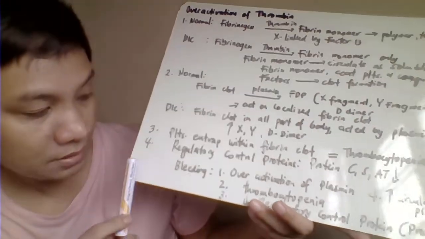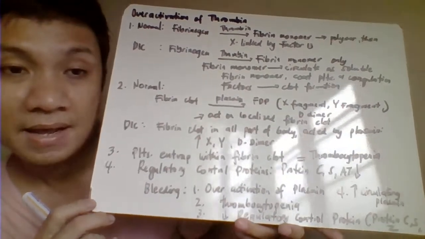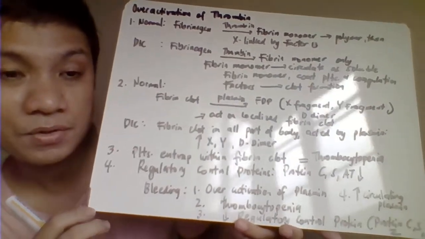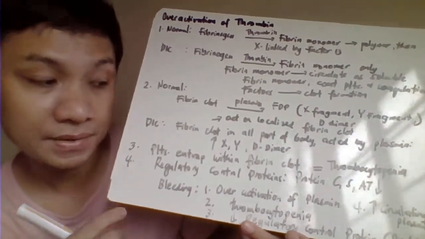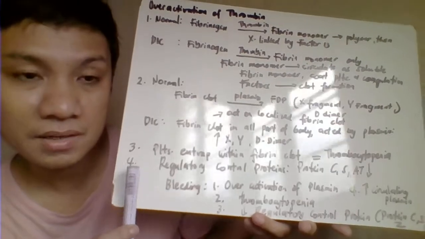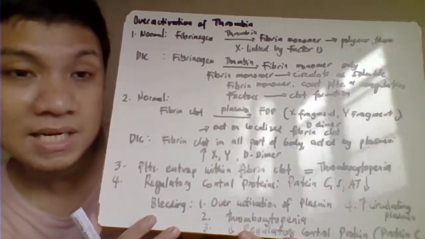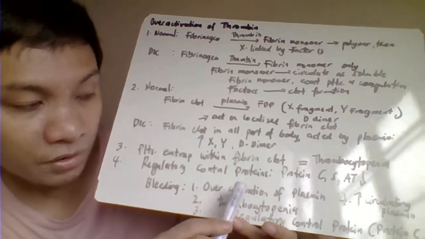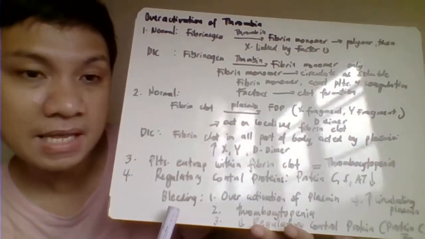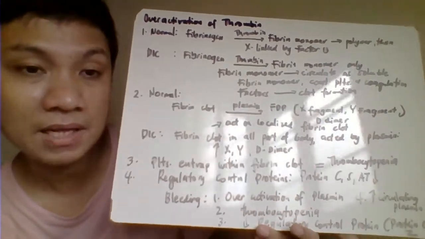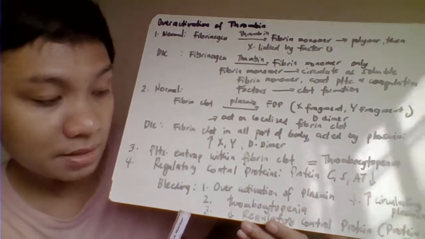Okay, then another one, regulatory control proteins or protein S, protein C, protein Z, which try to control the clotting process, are also being destroyed and therefore also affect our clotting process. Okay, we have here the reasons as a summary for the entire process of the bleeding manifestation ng patient na may DIC. The first one, overactivation of your plasmin. Okay, another one, we have your thrombocytopenia because of the entrapment of your platelets within your fibrin clot. So, bababang platelet count, so the patient would have the bleeding tendency.